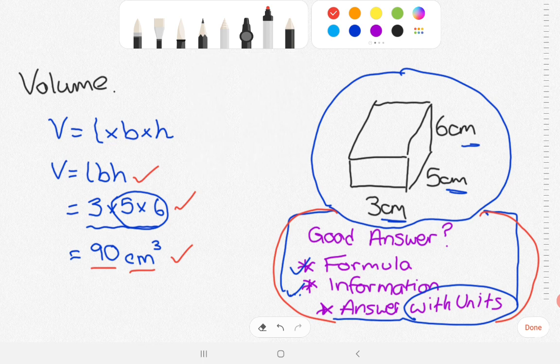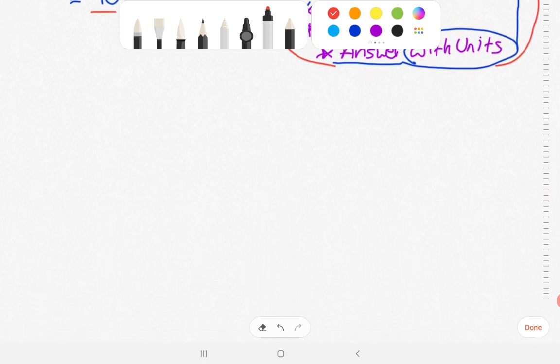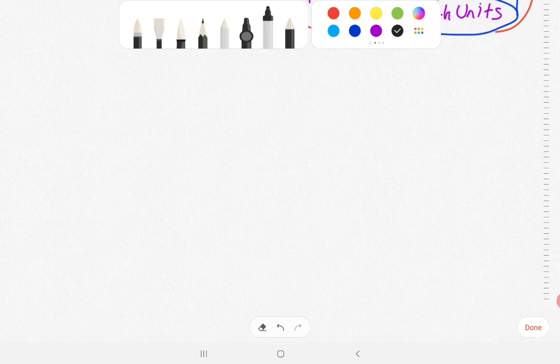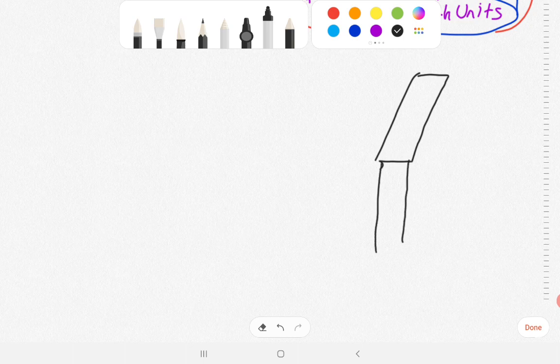Okay, let's have a look at another question. Let's do another little example. Let's just get a bit of space. Let's have a cuboid this time that maybe looks a little bit different. It's kind of long and skinny, maybe like a book or a DVD box or something. And this time I'm going to tell you that this length here is 10 millimetres, that the breadth here is 25 millimetres, and that our height is 50 millimetres.